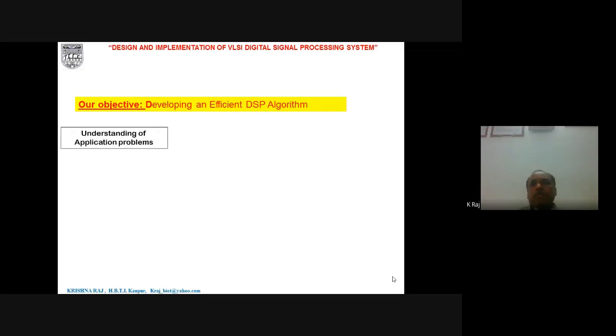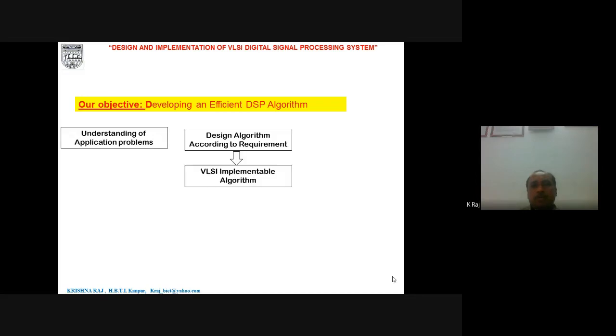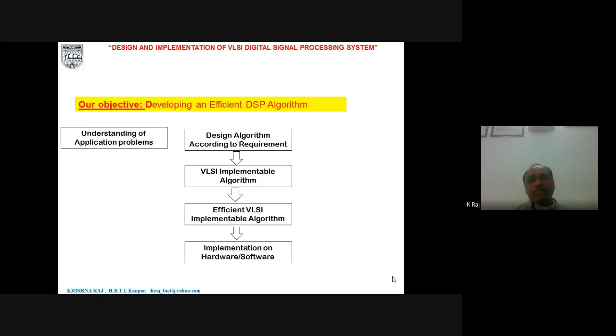First, in order to develop the efficient DSP algorithm, first of all, we have to understand the application, field of the application that is related to the requirement or related to the need analysis. Then we will design the algorithm according to the requirement, and that algorithm will be converted in the form of the VLSI implementable algorithm. And naturally, that has to be converted in the form of the efficient VLSI implementable algorithm by using the different approaches like the pipelining, parallel processing, etc. Then it will be implemented either the hardware approach or the software approach.